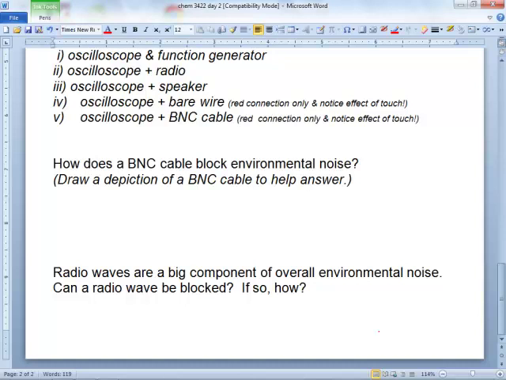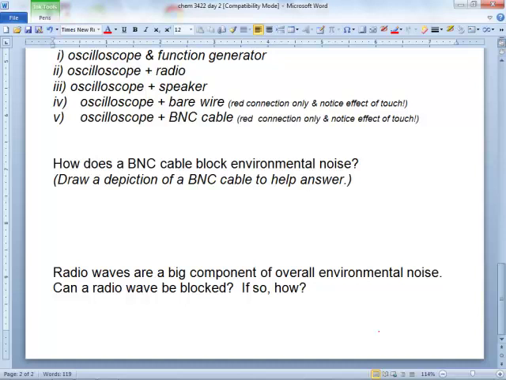So what you need, make sure you do this. Draw a depiction of a BNC cable. So you got to draw your center connector. How does this thing work? How does a BNC cable work? Right? How does it work? Your signal is running through that little copper wire.